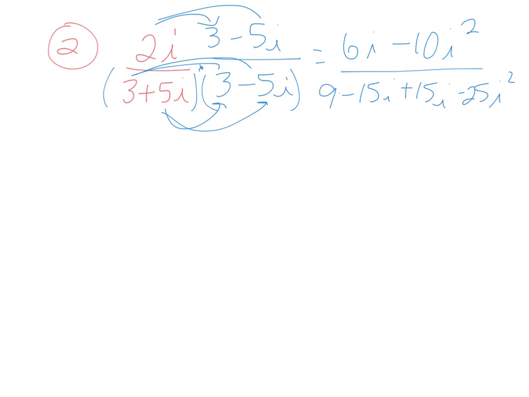Next step is to get rid of your i squareds. So you cross them out completely, and they are equal to negative 1, so we change the sign. Make it positive 10 on top. Cross out the i squared on the bottom and make it a positive 25. Okay, and then I just need to rewrite my answer.